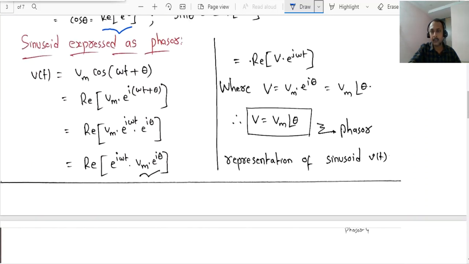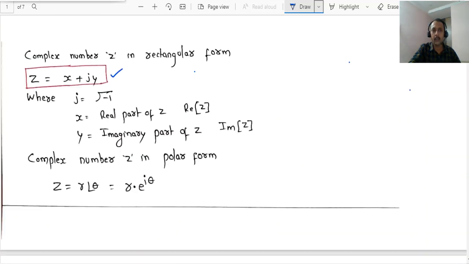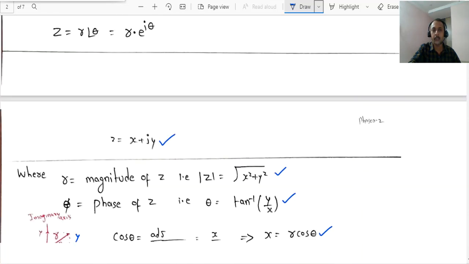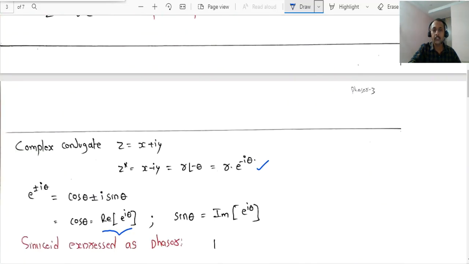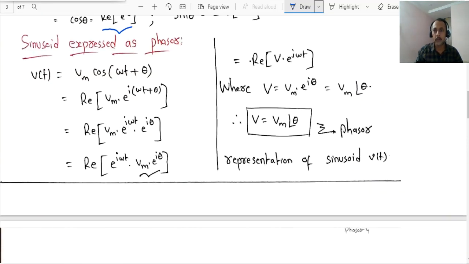Again, if you recollect the definition of a phasor, it represents what? Amplitude and phase. It will not speak about the frequency of the sinusoid. So it simply represents only the amplitude and phase. Clear?